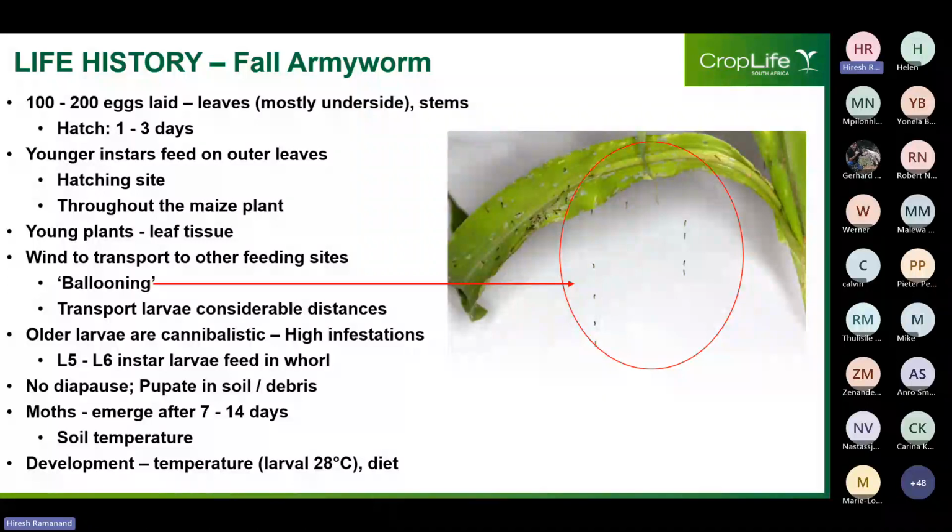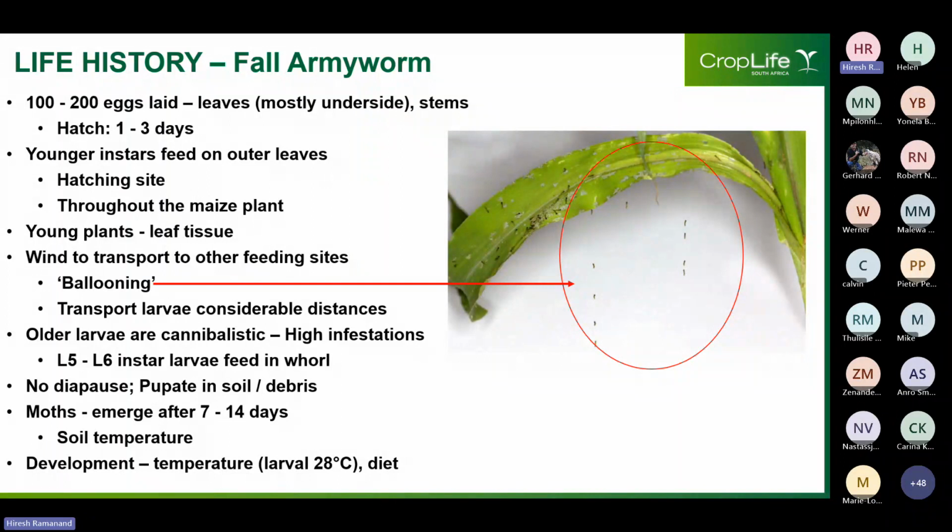Female moths lay around 100 to 200 eggs on leaves, mostly on the underside, but also on the upper side and on stems. The young instars feed superficially on the outer leaves, usually on the undersides, first feeding at their hatching site and then spreading out throughout the maize plant where they consume the leaf tissue, except the veins and midribs. Newly hatched larvae are difficult to identify morphologically as they closely resemble those of other noctuid moth larvae.